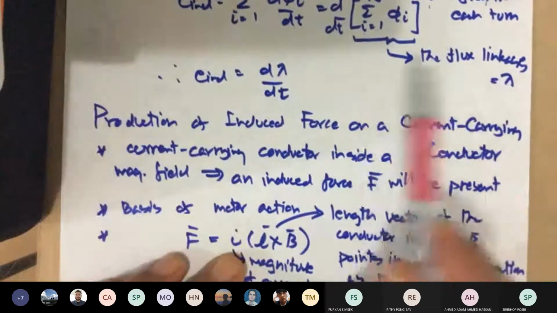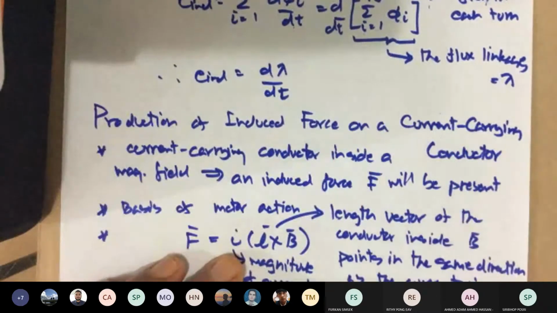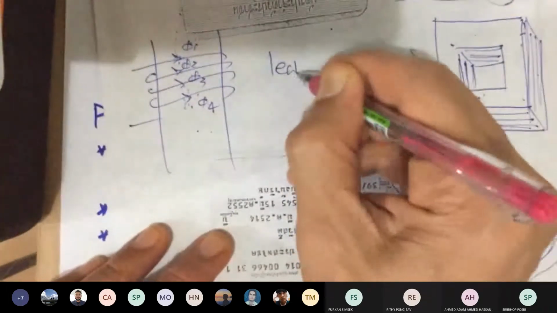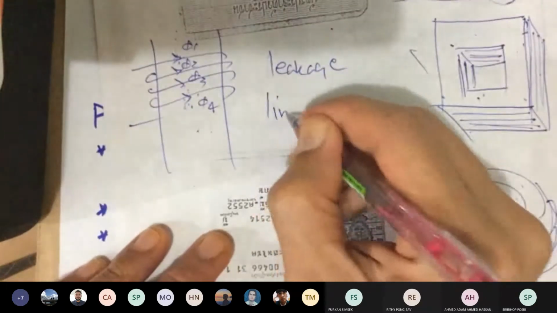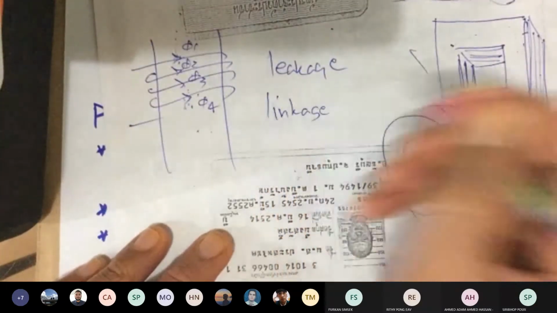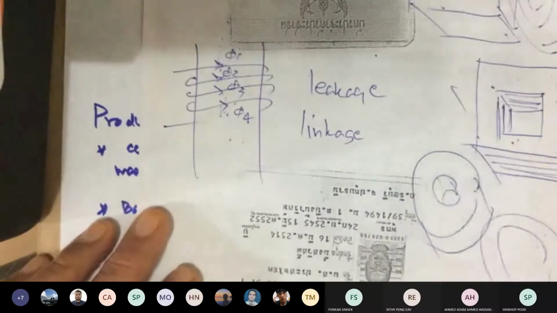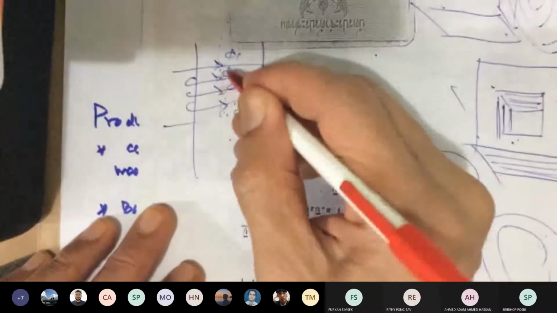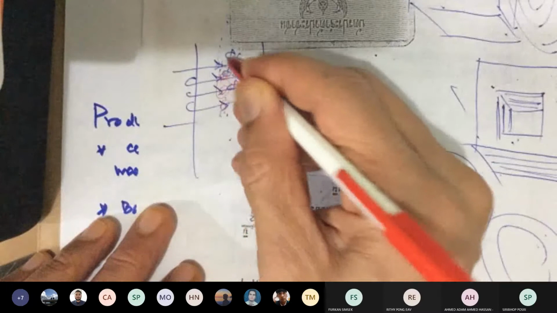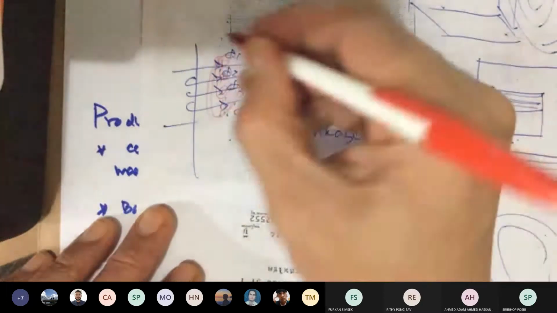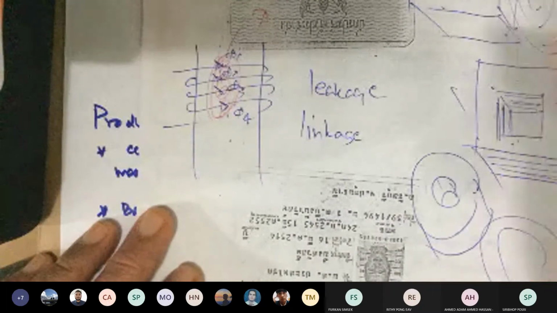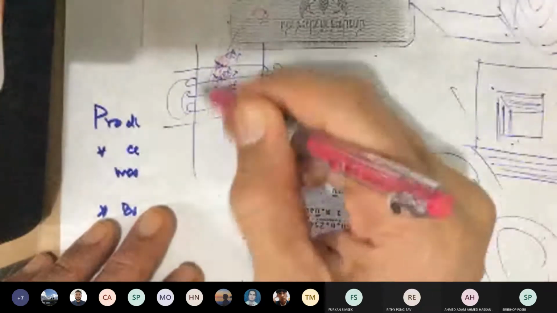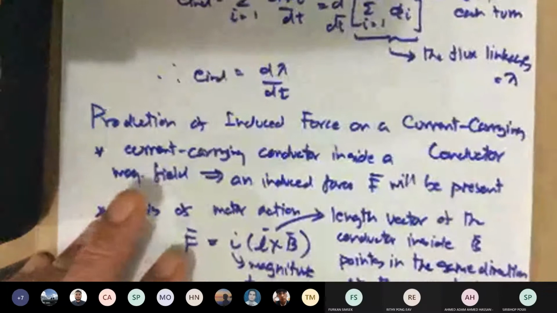So now there's a term, don't get confused. There are the terms leakage and linkage. Here, if you look at that, there are linkings of flux. See? So these are linking. This is called lambda. Leakage flux is this one that goes out. Don't get confused about the wording.